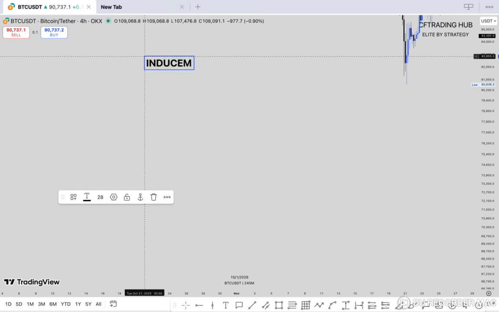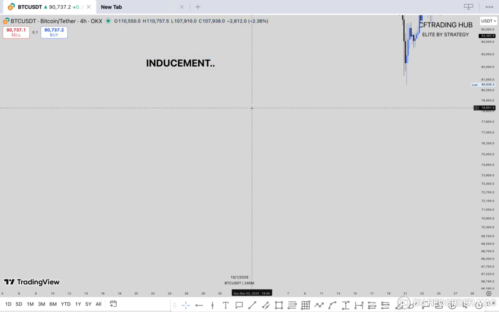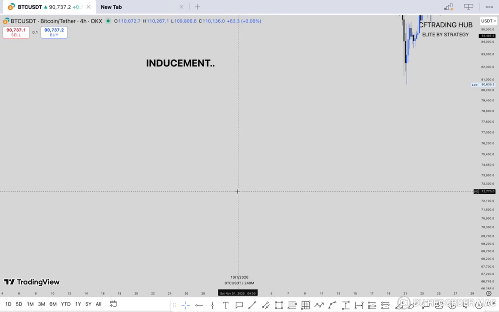So I believe most of you must have been hearing the word inducement. But what does inducement actually mean? Inducement is also a form of liquidity, and I will explain liquidity initially so you understand what liquidity is. So inducement is just another form of liquidity, but a liquidity used in a particular context.